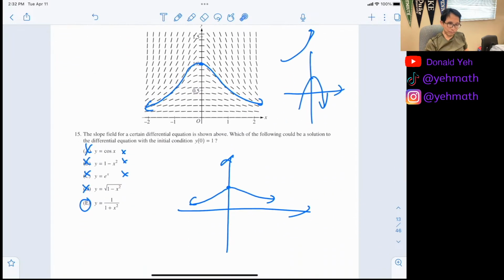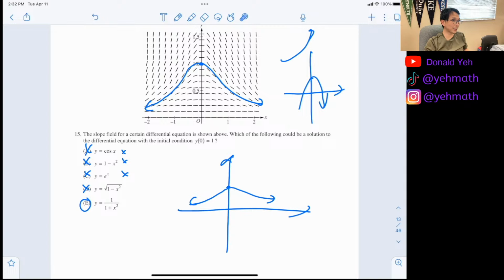Question 15, simple. Just draw it out and figure out what that is. It's not cosine because cosine looks like this. 1 minus x squared looks like this. E to the x looks like that. Square root of 1 minus, that's a circle. The only one is this one.